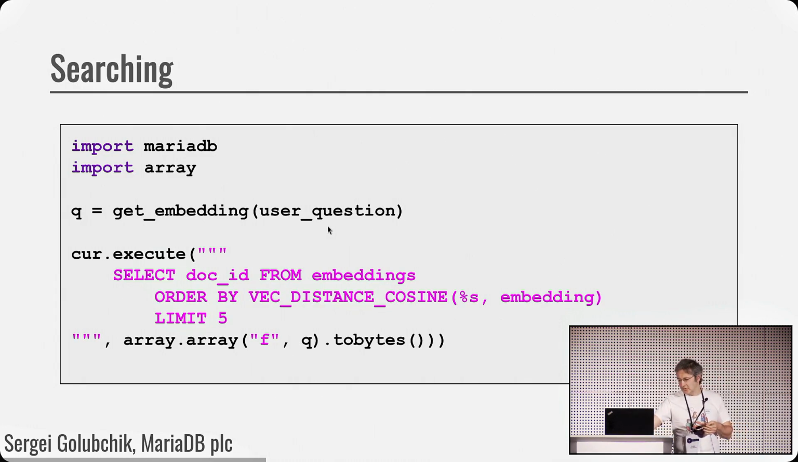vectors. Note that this uses VEC_DISTANCE_COSINE, and when I created the table, I also specified distance equals cosine, because the index is built for this specific distance. If you use a different distance here, you'll still get your results and everything will work, but the optimizer will not be able to use the index, so it'll be slower, it'll just be a full table scan. So this is an example of how to do vector search in MariaDB: how to create the table, populate the table, and do the search for nearest vectors by running SQL queries directly from Python.